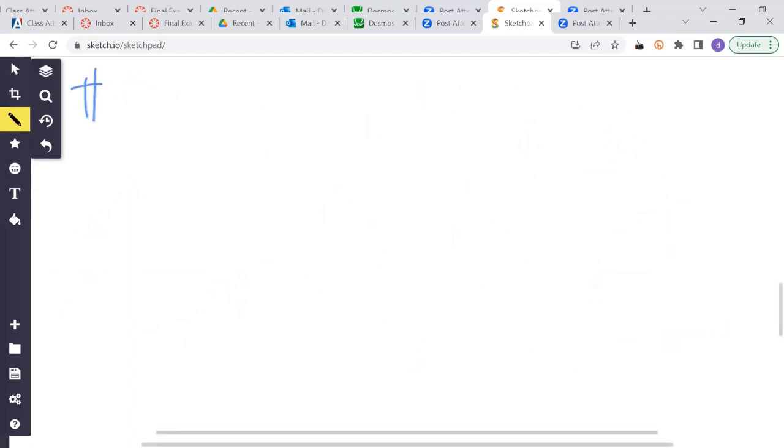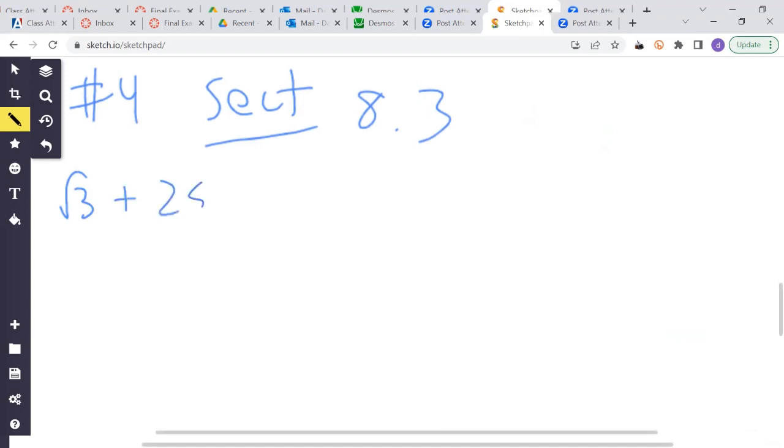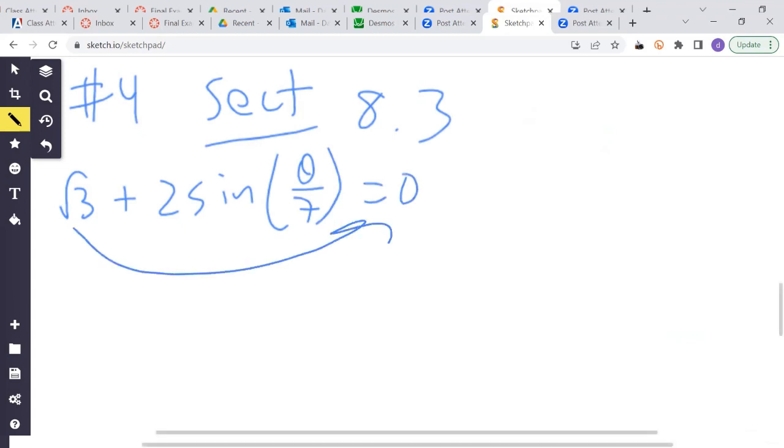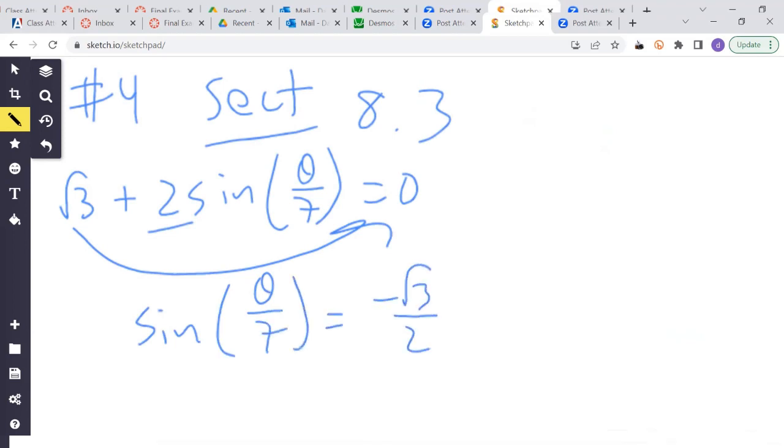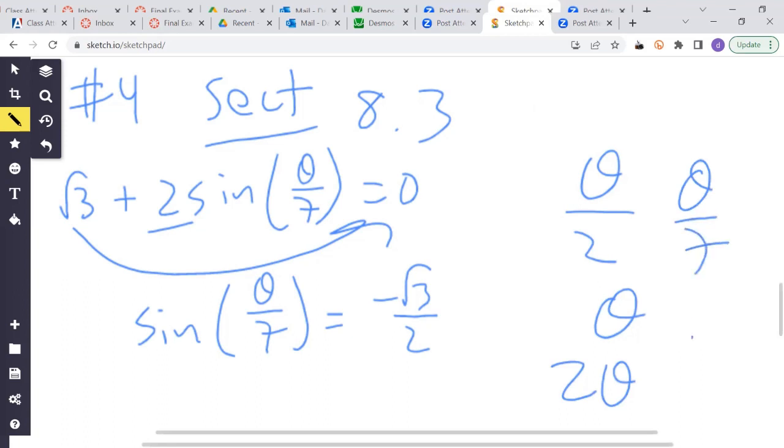Let's see, number 4. Number 4, that is in section 8.3, the idea of solving equations. So we have square root 3 plus 2 sine of theta over 7 equals 0. Why don't you subtract that and then divide by 2? So we get the sine of theta over 7 equals that. Now, as I look at this equation, this 7's kind of bugging me because I've never really seen theta over 7. Like I've seen theta over 2, I've seen theta, I've seen 2 theta, but theta over 7, it's like, what the heck is that, you know?